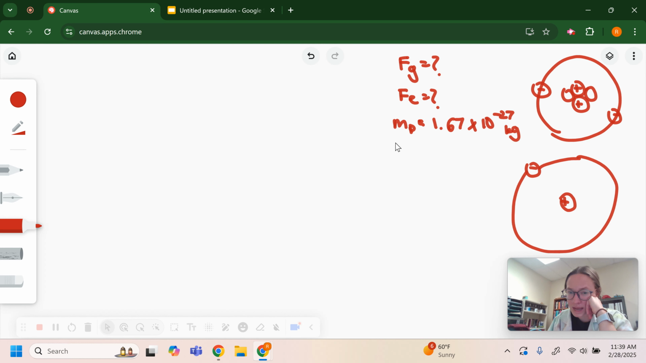You would also need to know the mass of an electron. The mass of an electron is equal to 9.11 times 10 to the negative 31st kilograms. That's a negative 31 there. You would also need to know that the radius of a hydrogen atom varies, but on average it is about 5.22 times 10 to the negative 11th meters.